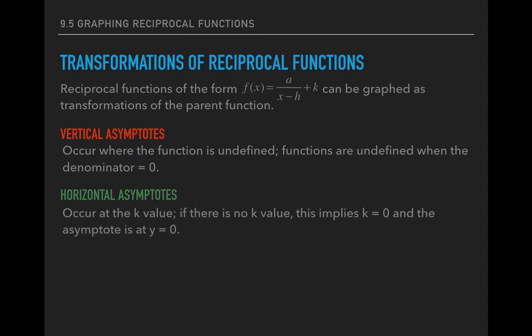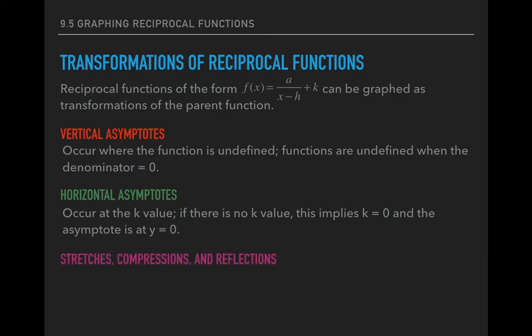The next thing to discuss are your horizontal asymptotes. They are going to occur at that k value. That k value essentially moves your hyperbola up or down. And if there is no k value, that means that your k value is 0, and your asymptote will remain like it was with the parent function at y equals 0.